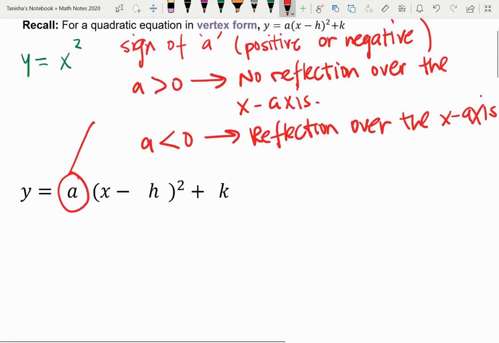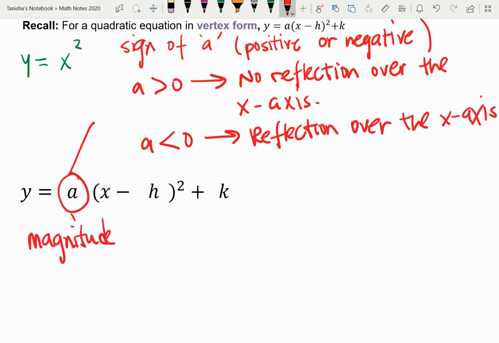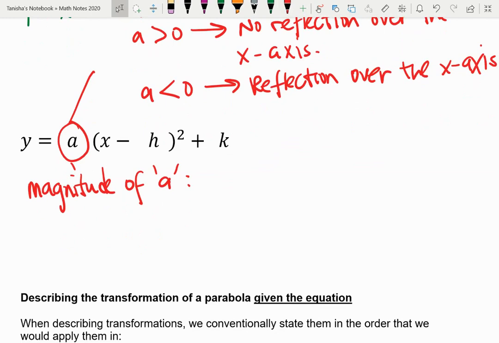Now the magnitude of a. And when I say magnitude, I'm only talking about the size of the value of a, ignoring the sign in front of that value. Okay, so the magnitude of a. And when we talk about the magnitude of a, it could either be between 0 and 1. So that notation says 0 is less than a, which is less than 1, which means that the value of a is between 0 and 1.